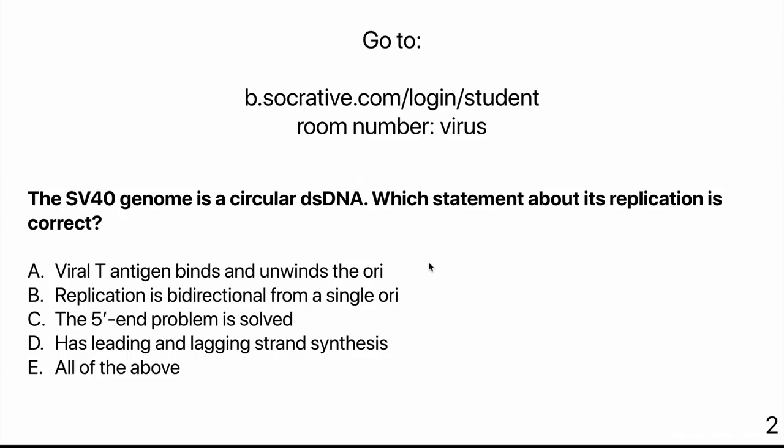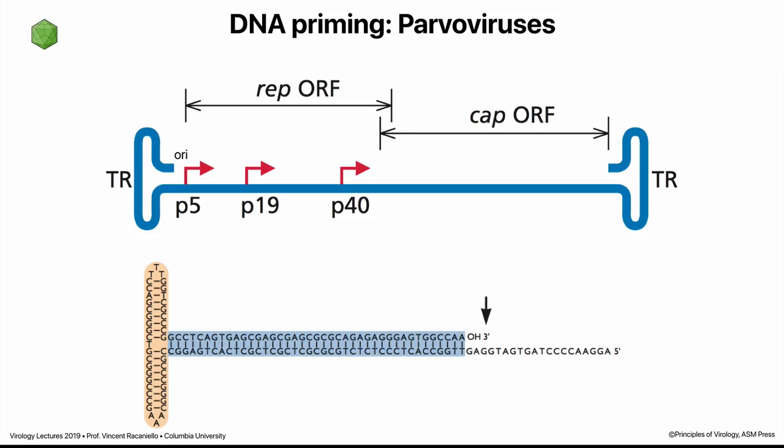The answer is E. All this is right. The antigen binds and unwinds the origin. It's bidirectional replication. The 5' end problem is solved because they're circles, so there's no end. They get leading and lagging strand synthesis. It's all correct. Let's look at parvoviruses.